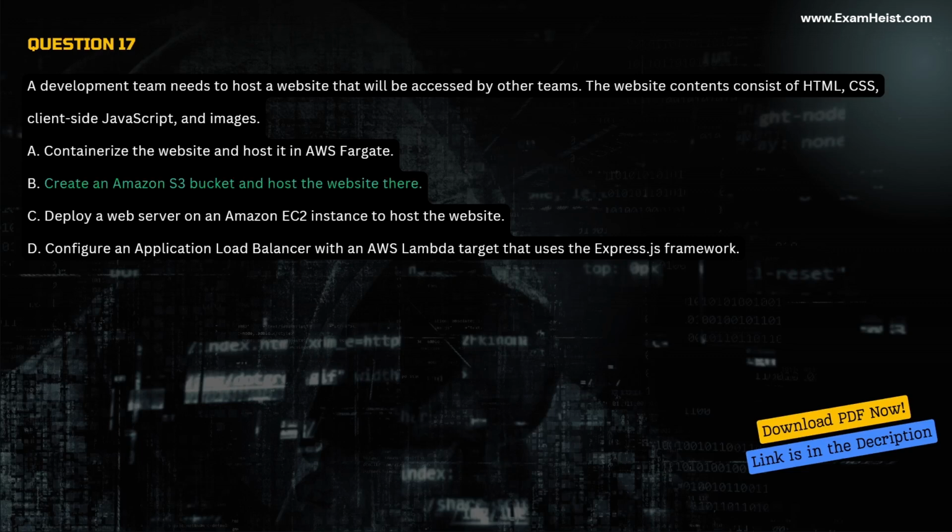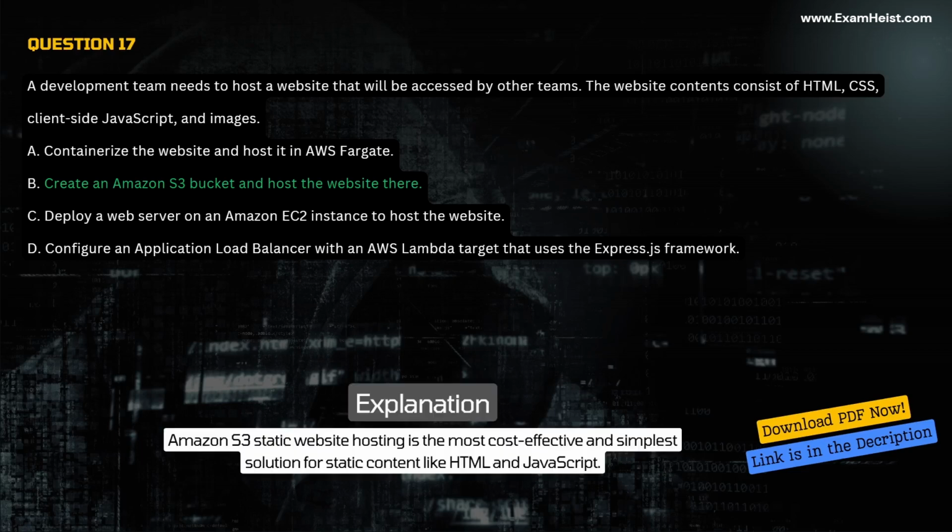Correct answer B. Create an Amazon S3 bucket and host the website there. Explanation: Amazon S3 static website hosting is the most cost-effective and simplest solution for static content like HTML and JavaScript.